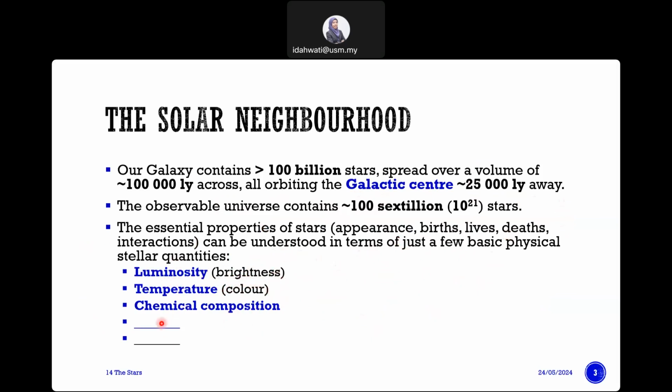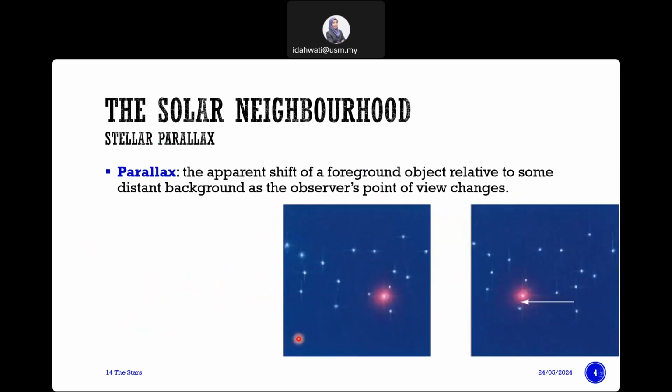And I want you to fill up these two essential properties, which are the size and also the mass here. These are the two examples. Okay, so let's see the stellar parallax.